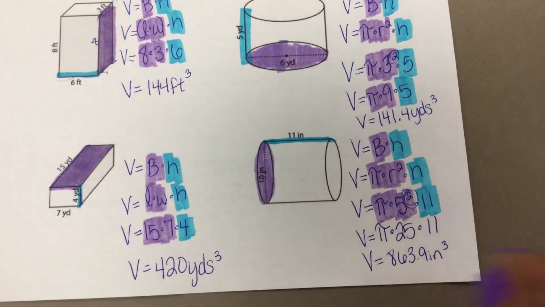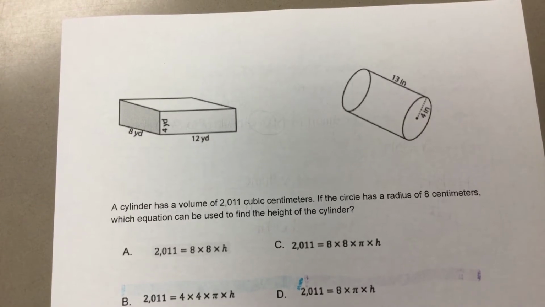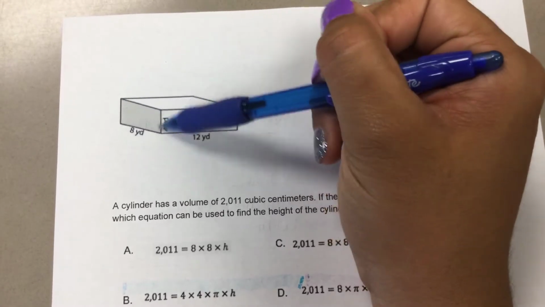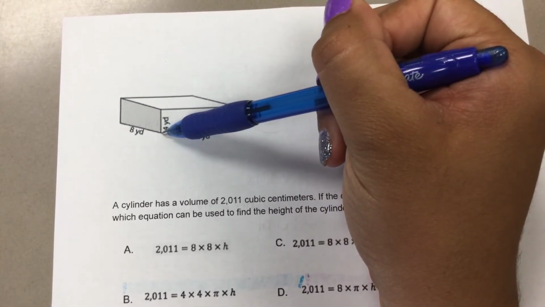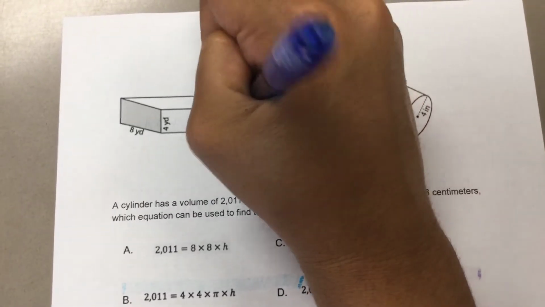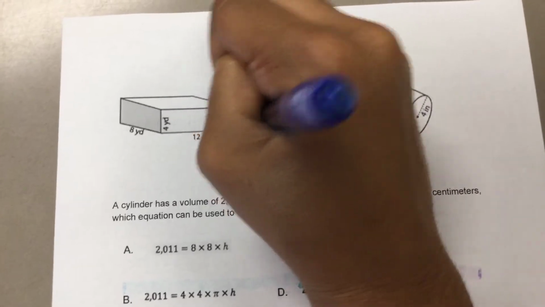All right, let's go to the back. Go ahead and work these out, and then I'll give you the answers for them. Go and pause the video. Okay, so your base was right here. Your height was 12. Okay, so B equals length times width times height.